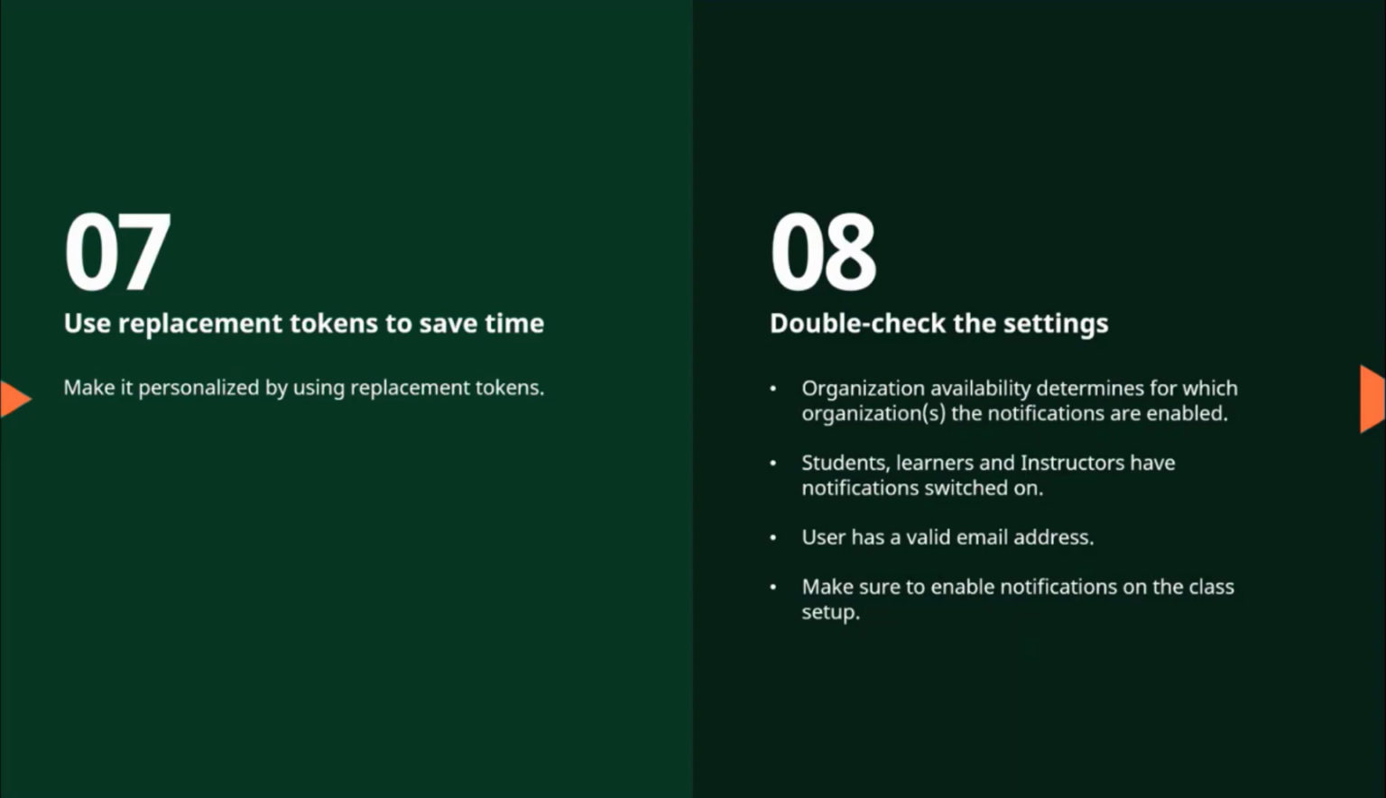And then my final one for double checking the settings is making sure that if you're setting up classes in the TMS, you enable the notification on the class setup. If you don't pop that in, it's not going to trigger it and nothing's going to happen. So always make sure that you have those in there. Double check your features, making sure that you've got everything you need in order to get those notifications out to your end users.